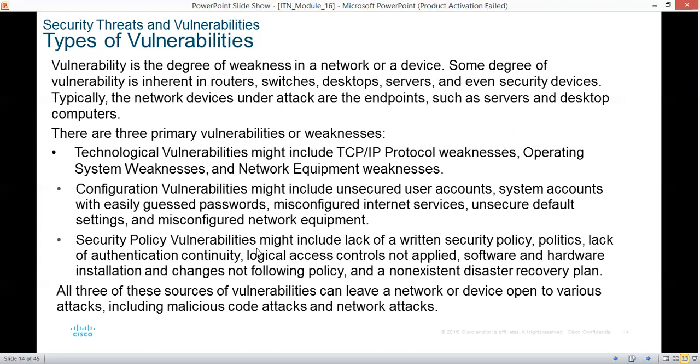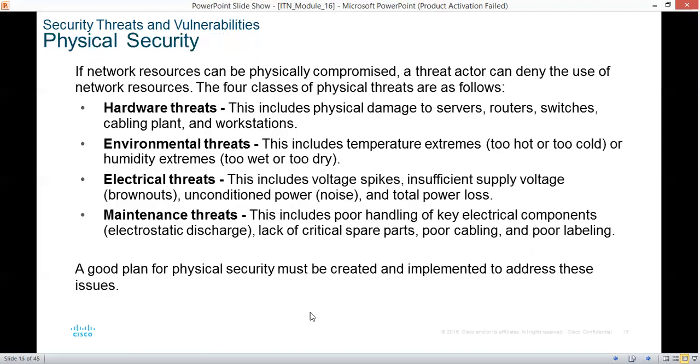Like when you get to CCNA2, where you didn't access this control, you also agree there are certain policies you can also make from that. So all three of these sources of vulnerabilities can leave a network or device open to various attacks, including malicious code attacks and network attacks. So you have to look forward to that.